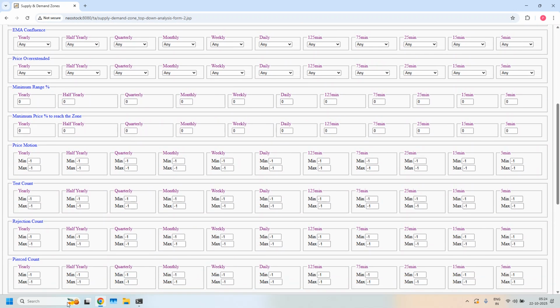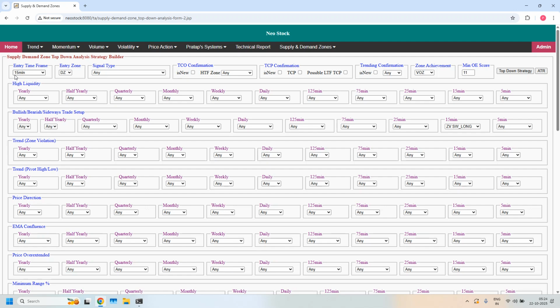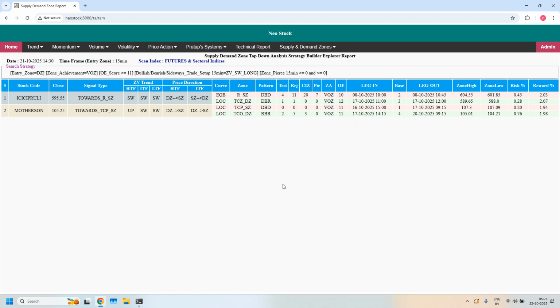So in the pierced count at 15 minutes time frame, I am setting minimum value 0, maximum value 0. That means pierced count is 0, and pierced count 0 means zone is not pierced, whichever the zone you select here. So 15 minutes demand zone should not be pierced. Let's filter. We got 2 stocks supporting sideways long trade setup for daily income trade, and entry time frame zones are 15 minutes demand zones. You should plan trades in these zones only if lesson 30.3 video checklist items are satisfied. Otherwise, higher chances of zone violation.